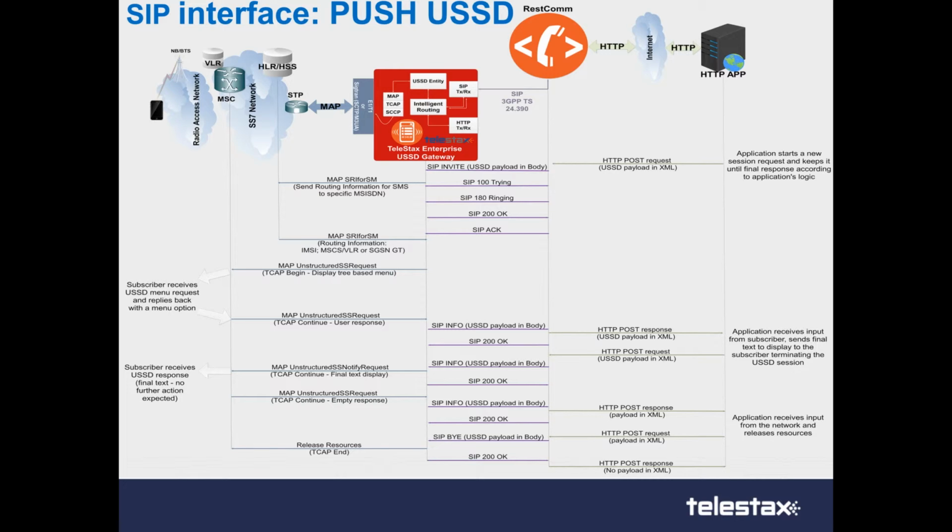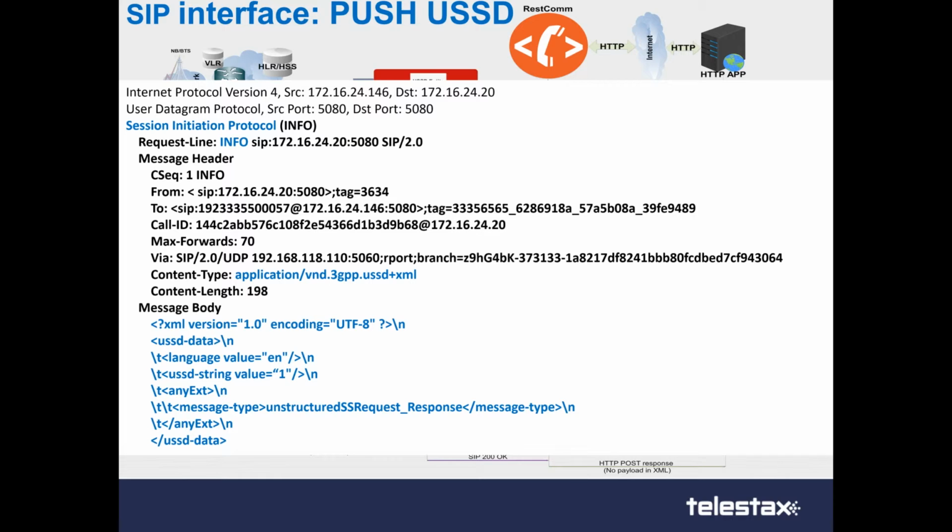After the user receives the message, it replies back requesting the loan, as can be seen in the Wireshark trace shown on the screen right now. The user pressed 1. Then the MAP message is translated to the corresponding SIP info message and routed back to RESTCOM Connect.